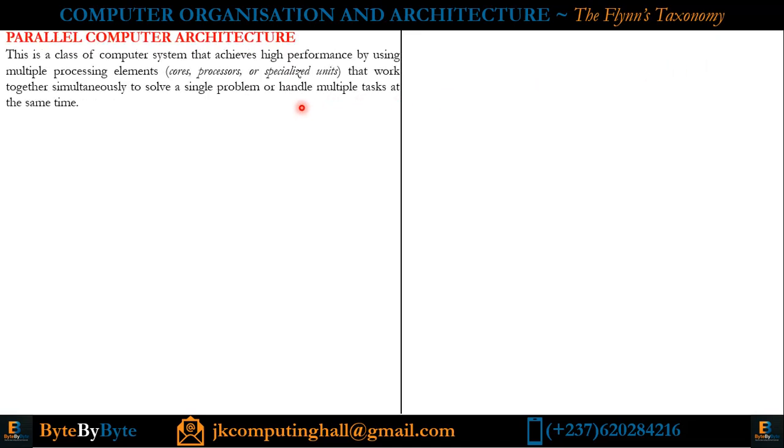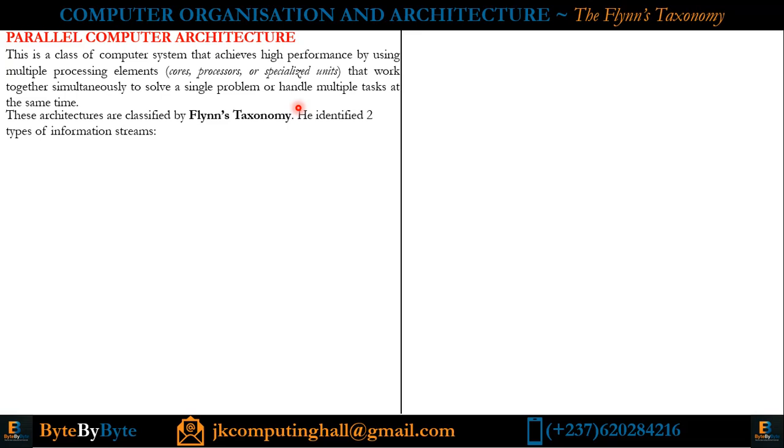Parallel computer architecture is a class of computer system that achieves high performance by using multiple processing elements. It can be cores, processors, or specialized units that work together simultaneously to solve a single problem or handle multiple tasks at the same time. That we call parallel computer architecture. Now, these architectures are classified by Flynn's taxonomy.